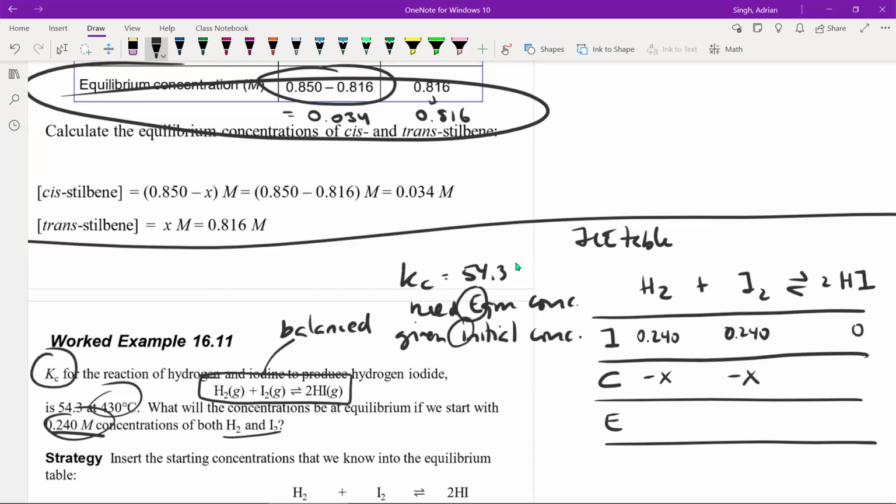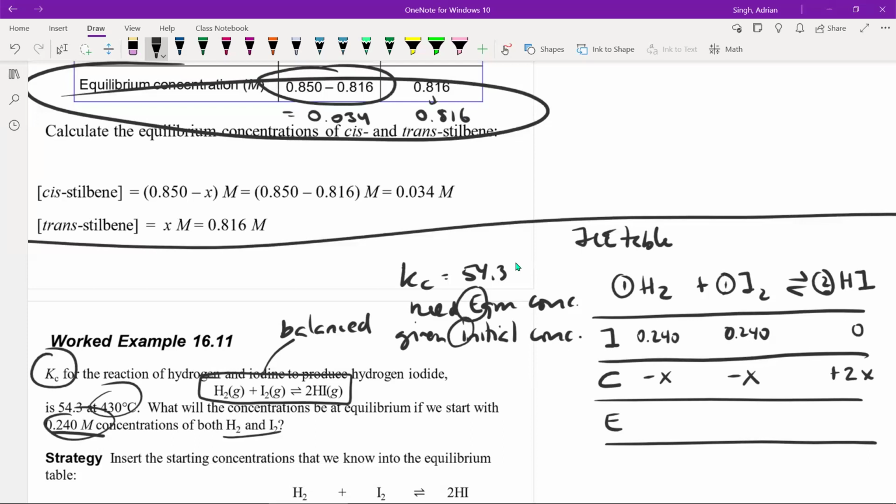Well, how is the HI going to be affected? We're going to be generating HI, so we're going to gain. That'll be a positive value. And how much are we going to gain? Again, according to the stoichiometry, we have a 1-to-2 ratio. So if I use up x on the reactant side, I'm actually going to generate 2x on the product side. So the stoichiometry does come into play and we need to address that in our ICE table.